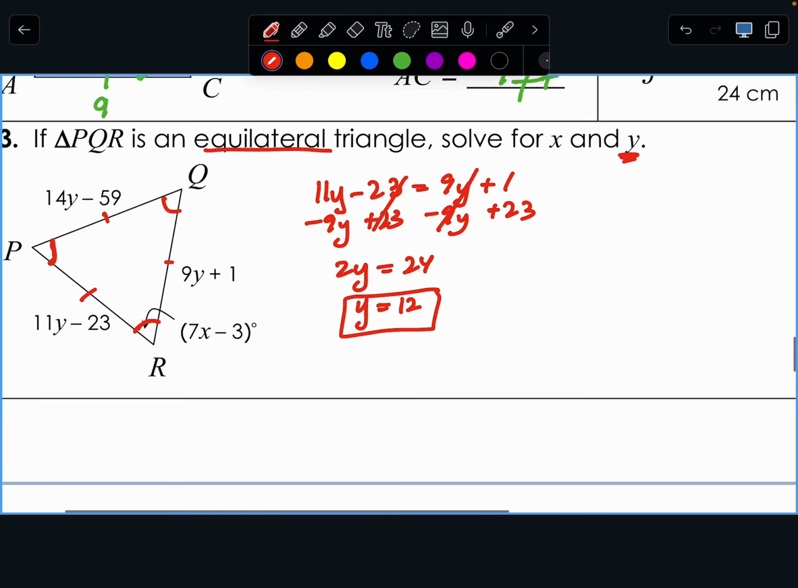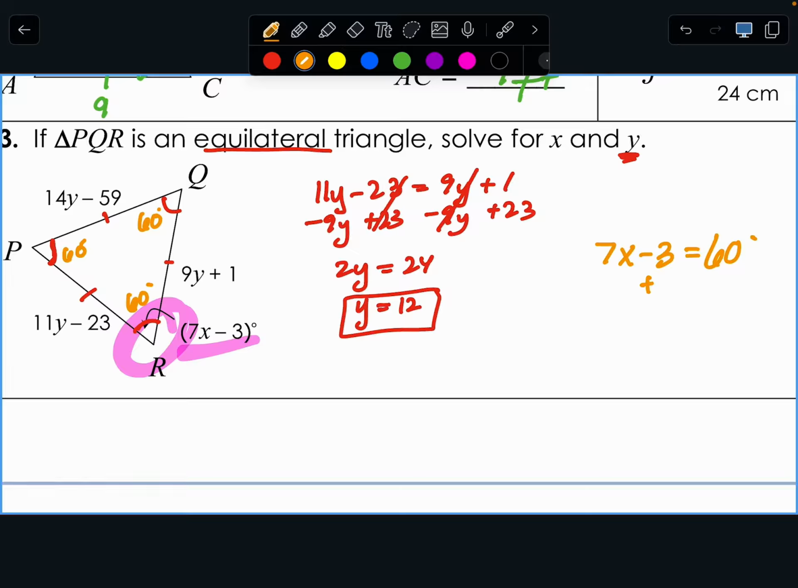Now I have this angle here, but I don't have anything to set it equal to. So what can I set it equal to? I have 7x minus 3. What does that equal? What's one angle in an equilateral triangle? 60. So these are all 60. You could write that in there if it helped you to remember. So then plus 3, 7x equals 63, x is 9.